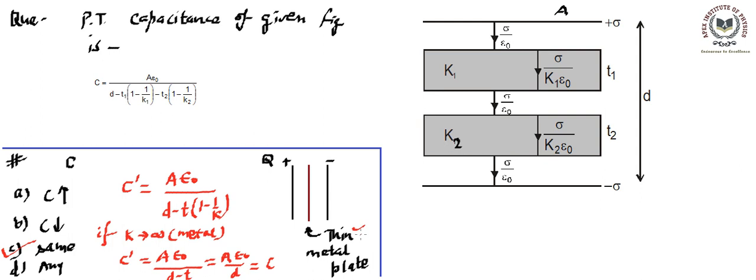However, if it is not thin, if it's thick, then the formula will be C dash is equal to A epsilon naught divided by D minus T. That means the thickness of the plate will matter. So for thin, it remains the same. It has come in the examination in theoretical form: what happens if a thin metallic plate is placed parallel to a parallel plate capacitor? You say no change occurs, meaning capacitance remains the same. I hope you have got the point. Now we can move ahead.